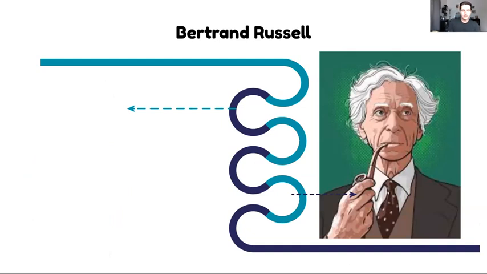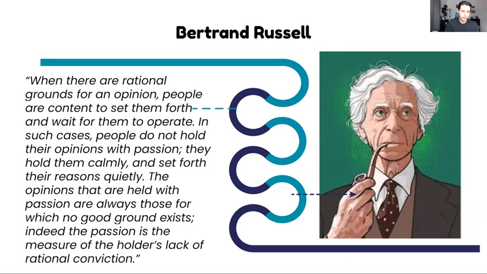Another famous philosopher that's mentioned in the text, and one of my favorites, is 20th century philosopher Bertrand Russell, famous British philosopher, mathematician, logician. He has an interesting quote here that I'd be curious to get your thoughts on. He says, "When there are rational grounds for an opinion, people are content to set them forth and wait for them to operate. In such cases, people do not hold their opinions with passion. They hold them calmly and set forth their reasons quietly. The opinions that are held with passion are always those for which no good ground exists. Indeed, the passion is the measure of the holder's lack of rational conviction."